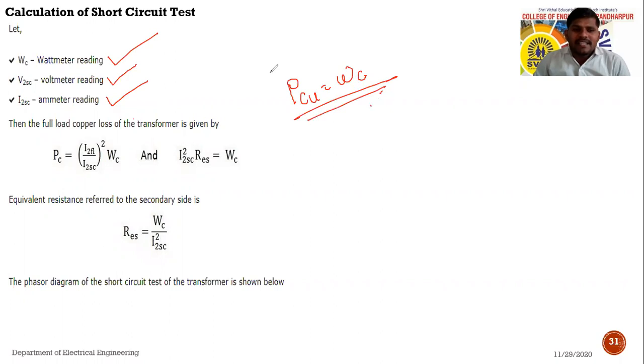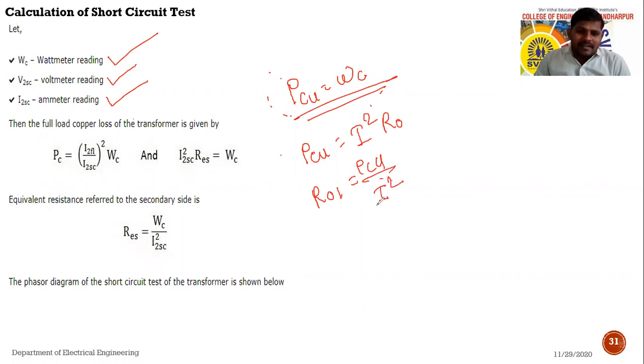The reading shown by the wattmeter is the copper loss. Okay, now we know the formula, that is copper loss PCU equals the current flowing, I square, into the resistance R. So according to this, you are able to calculate R01, which equals PCU divided by I square.